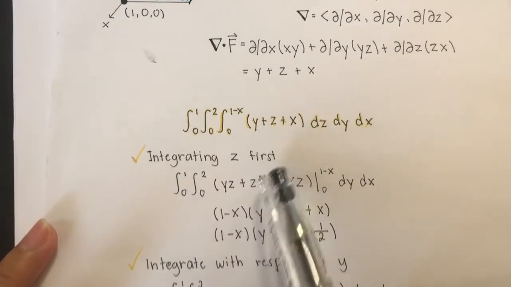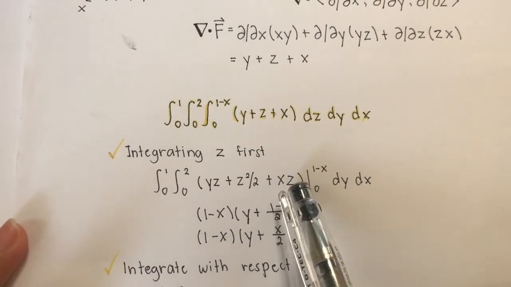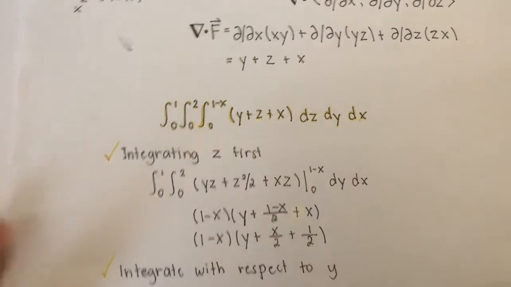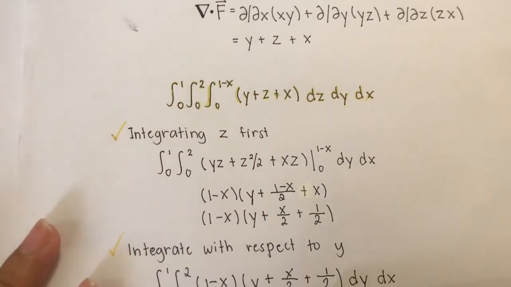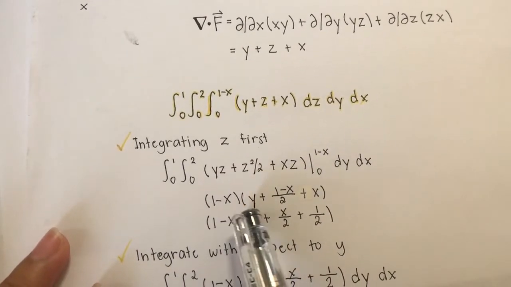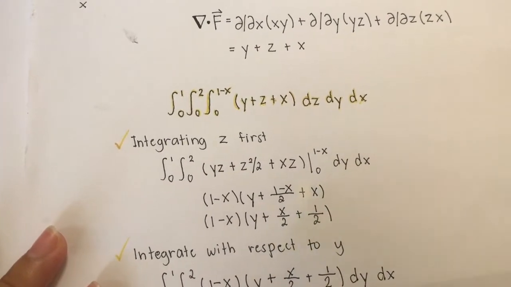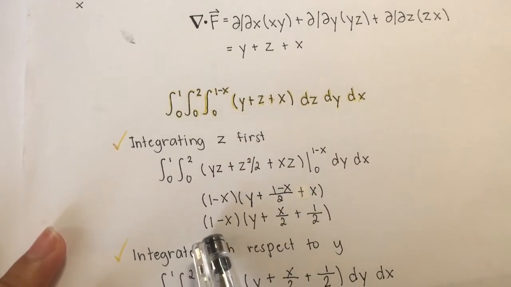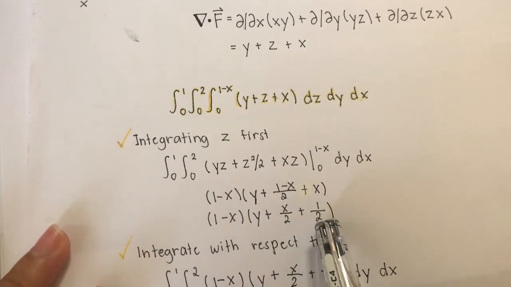Integrating z first, we get yz plus z squared over 2 plus xz, where z is evaluated from 0 to 1 minus x. Factoring out a z and evaluating, we get (1 minus x) times (y plus (1 minus x) over 2 plus x), or simplifying the x terms, we get (1 minus x) times (y plus x over 2 plus 1/2).